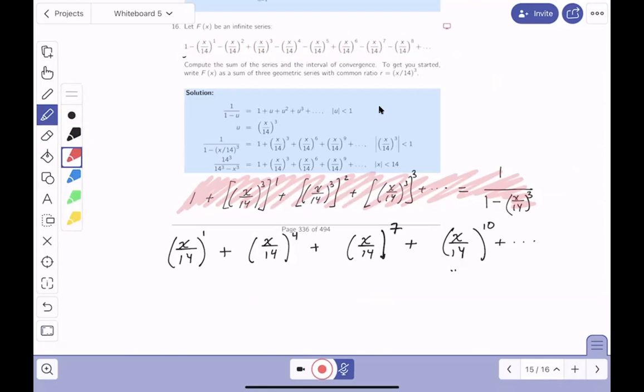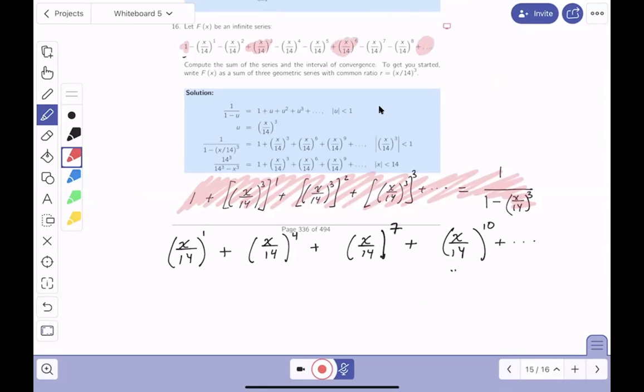So I said 1. And then I did the x over 14 cubed. Got that covered. And then I did x. Let's see, I did 3, and then I did 1. I did 3. I did 6 next. And then after 6, I did 9, which would be over here somewhere.